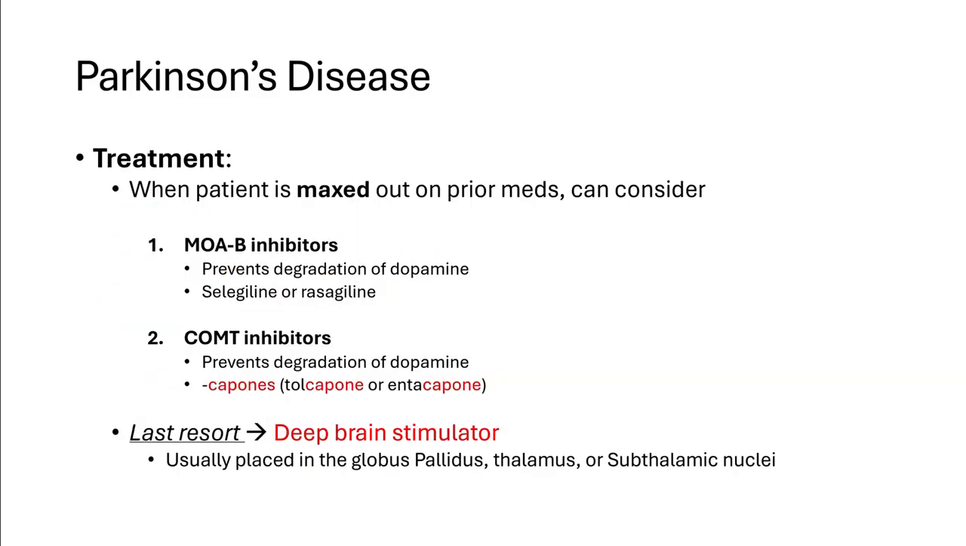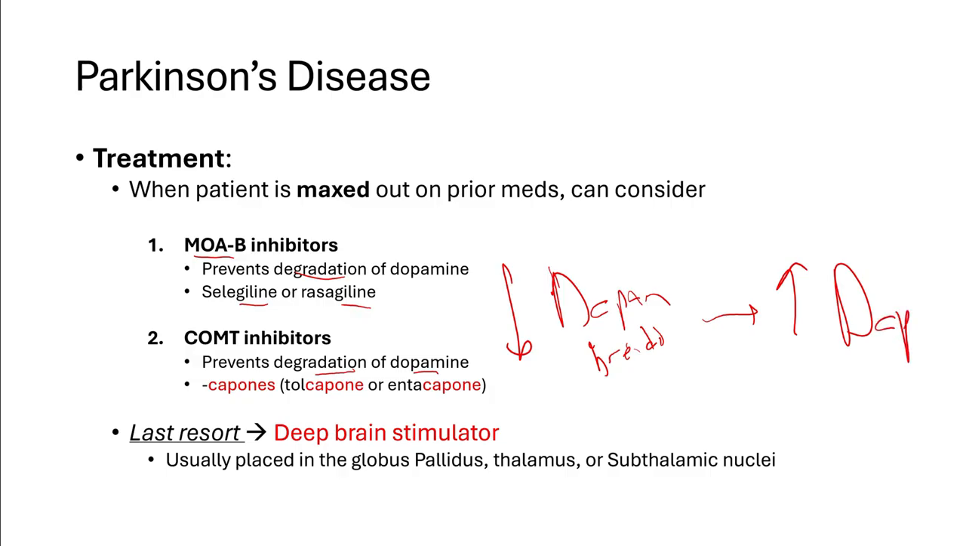Now, when the patient is maxed out on these prior medications and they're still having symptoms, we can add on other medications. This can be MAO-B inhibitors. All of these prevent degradation of dopamine. These end in G-I-L-I-N-E, so selegiline, rasagiline. And of course, you can also try the COMT inhibitors, and these are add-ons again. This prevents degradation of dopamine, so all of these are decreasing dopamine breakdown, or simply put, they are increasing dopamine in the body. And to remind yourself, these end with -capone: tolcapone, entacapone.